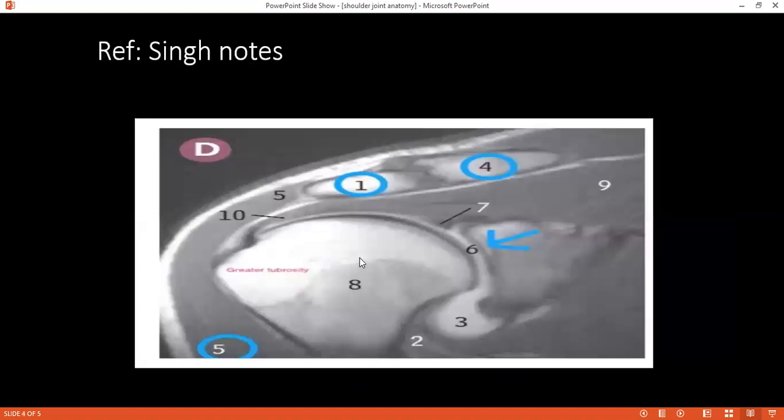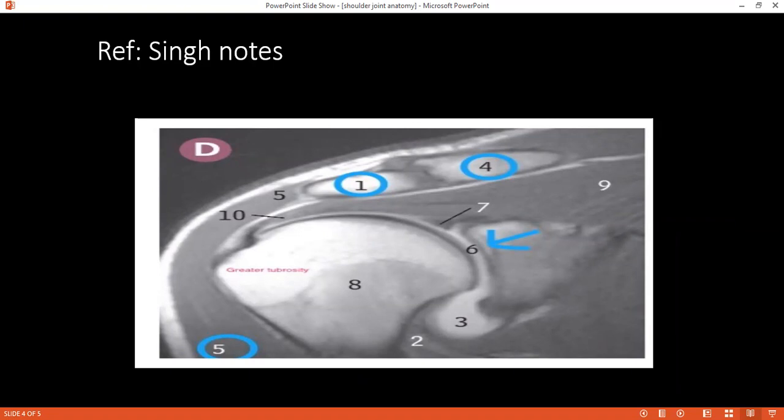Can you please identify from number 1 to 10 in picture D, please? This is an arthrogram MRI of the shoulder.